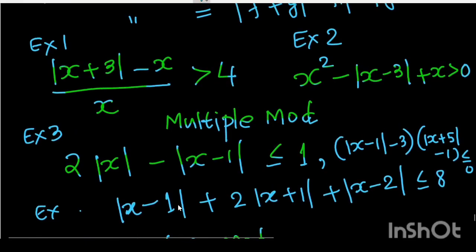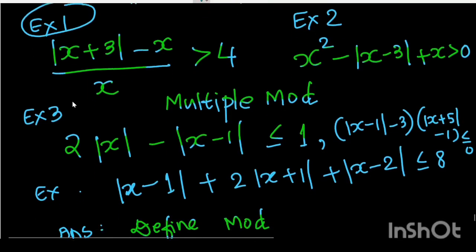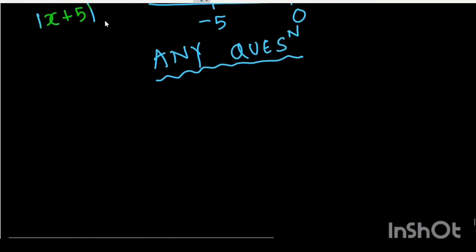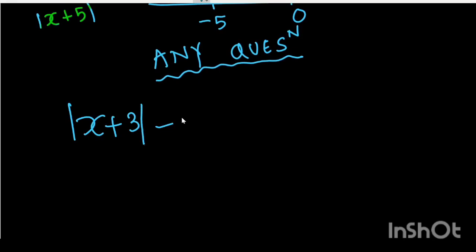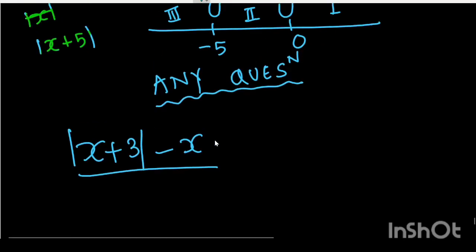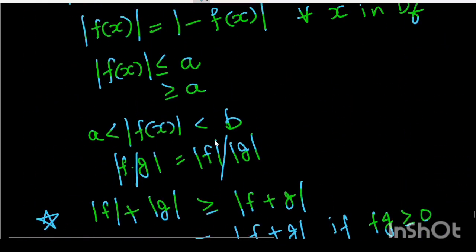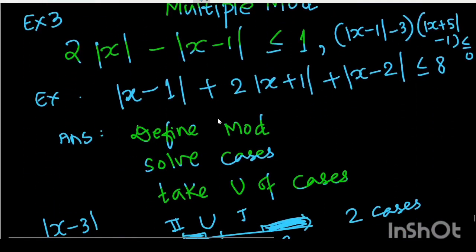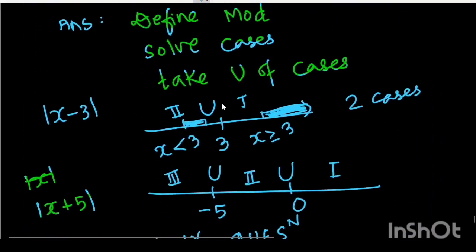Okay, so we will start with solving. I will tell you, this example one we will solve. How will we solve this? Mod x plus 3 minus x upon x greater than 4.